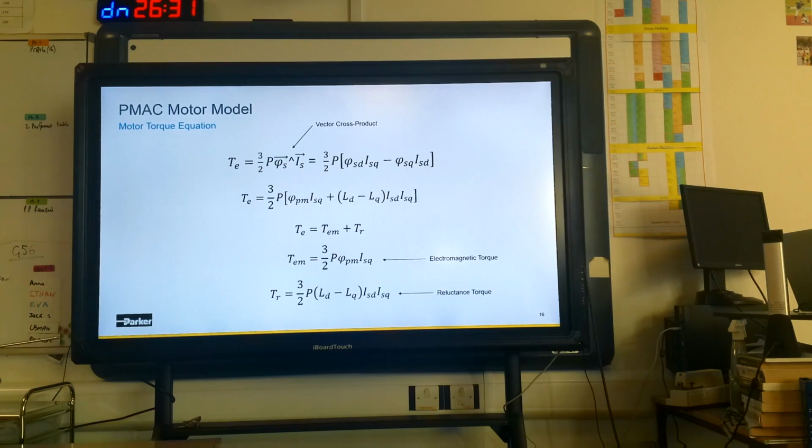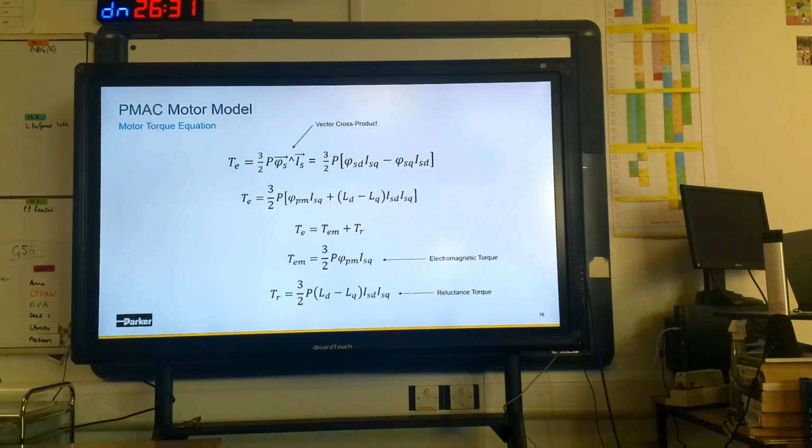And that looks rather horrible. If I then substitute in the equations we saw a little bit back for the d and q-axis fluxes, you'll end up with this thing over here. But I can break that down now, and I have done, into two components. One I'm calling TEM, and the other one I'm calling TR. And EM stands for the electromagnetic torque, the torque due to the magnet, and the other one is the reluctance torque.